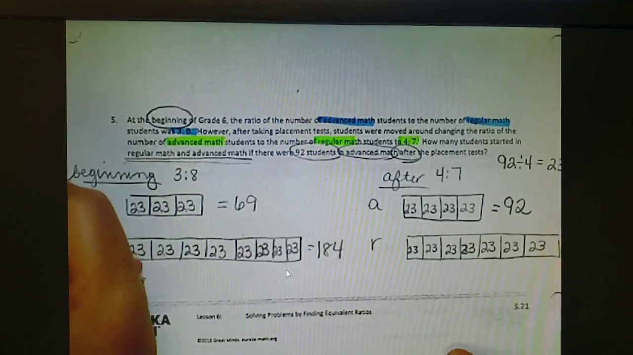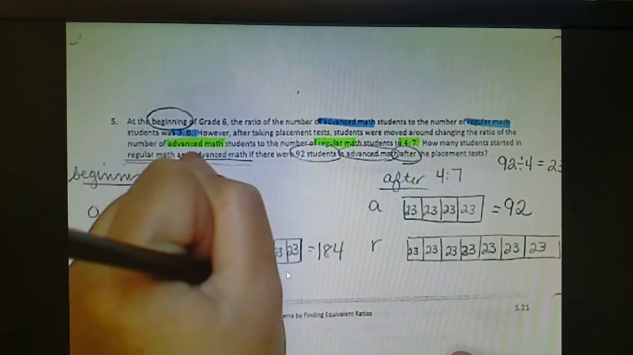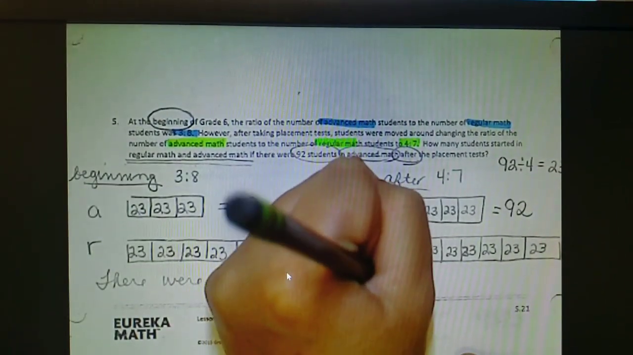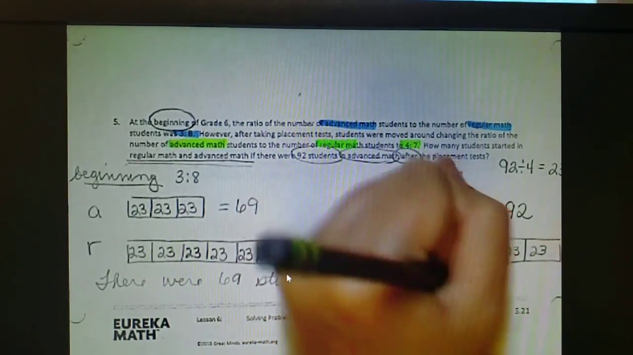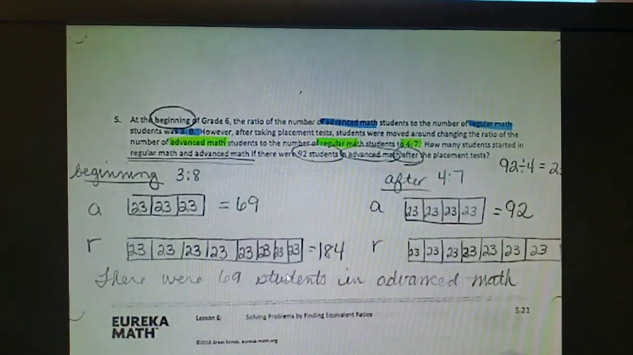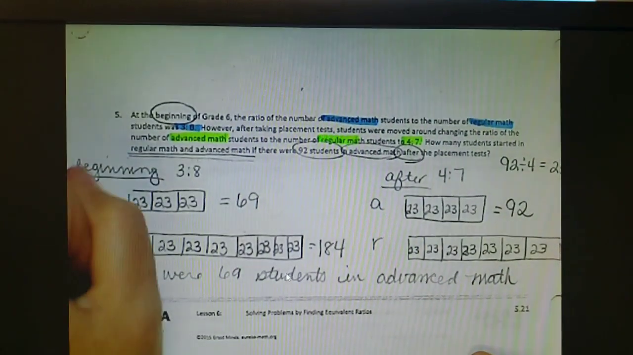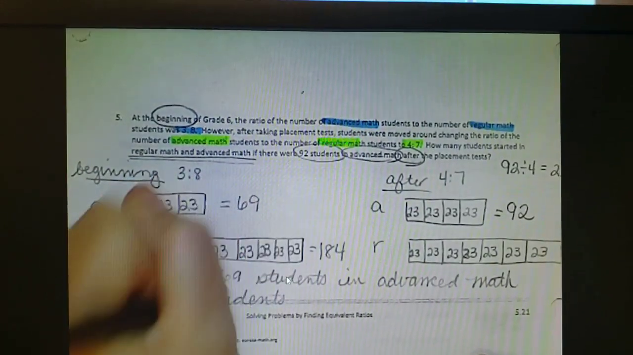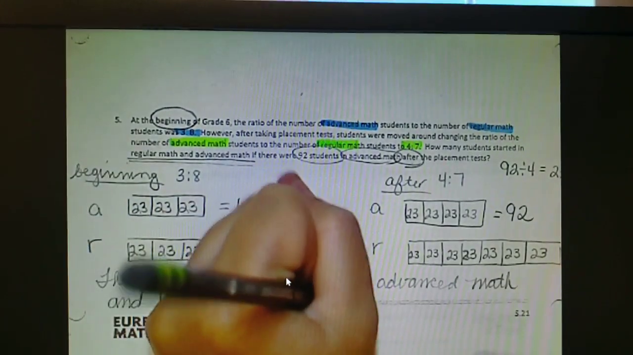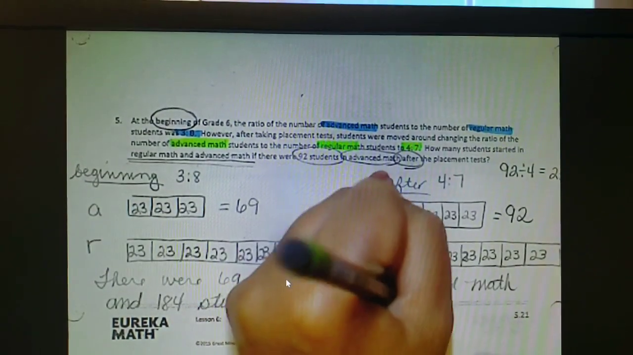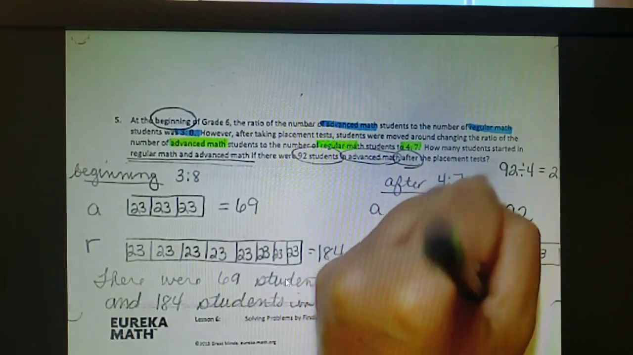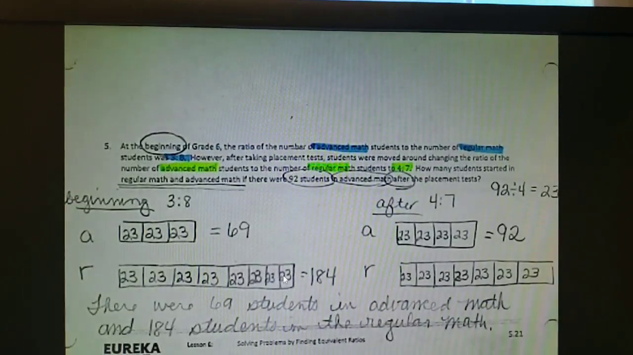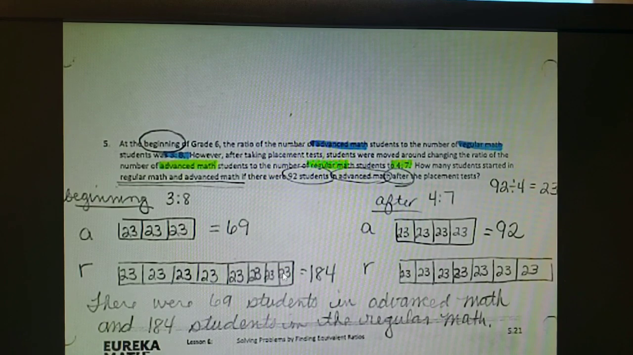So there were 69 students in advanced math. Make sure you're checking that label and you're writing the correct label with the correct number. And 184 students in the regular math. Okay, so that's how, when we are comparing two different ratio sets, how that's going to work.